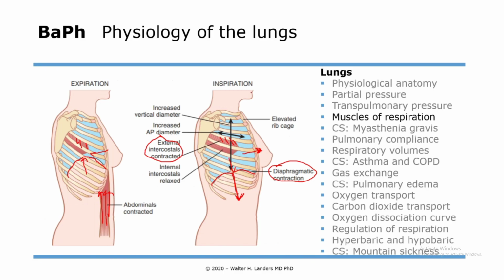Rather, with forced inspiration, which is inspiration when you're forcing yourself or during exercise, you can contract your external intercostals, which are the most important muscles, and with expiration, you contract the internal intercostals over here, and sometimes the abdominals. And there's a set of different muscles that are not relevant. They're minor muscles that can help, but these are the major muscles that help you breathe.